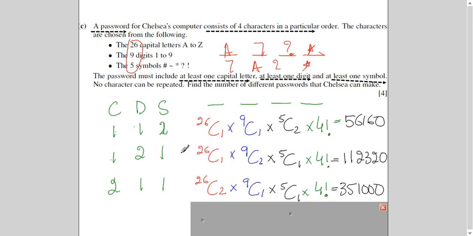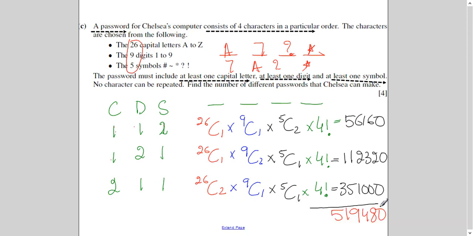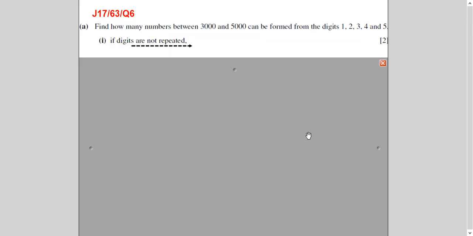So exactly in the same way, 26C1, 9C2, 5C1 into 4 factorial, and here also. And then at the end you will add the results. So this is how you will solve this question. Students usually make mistakes here. Now let's see the next question.